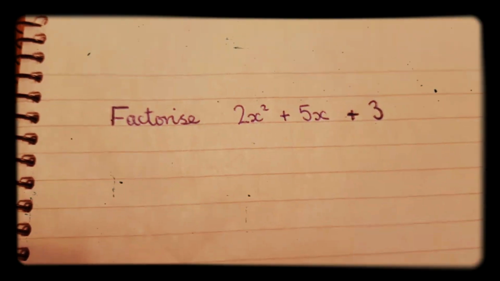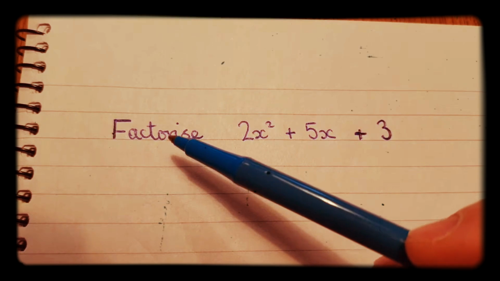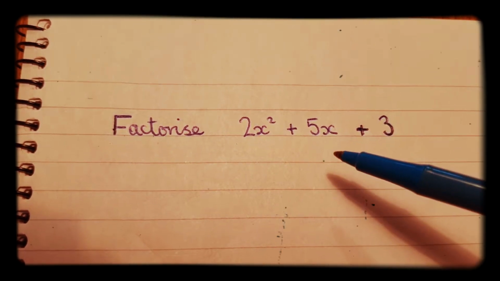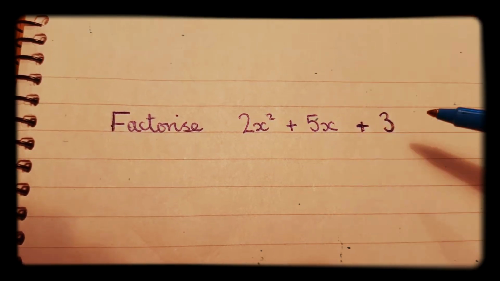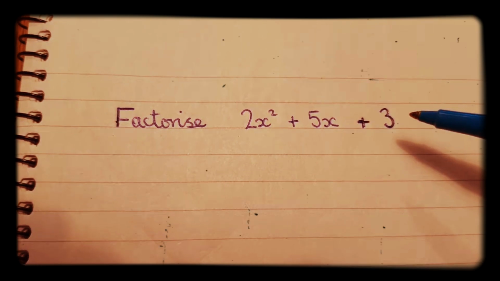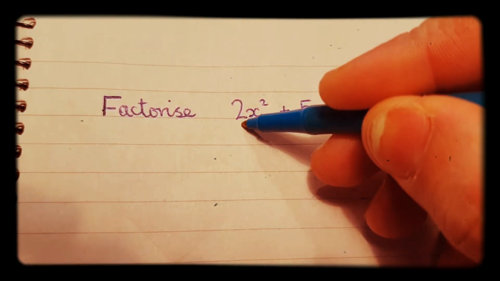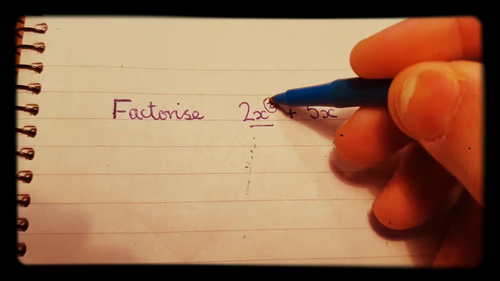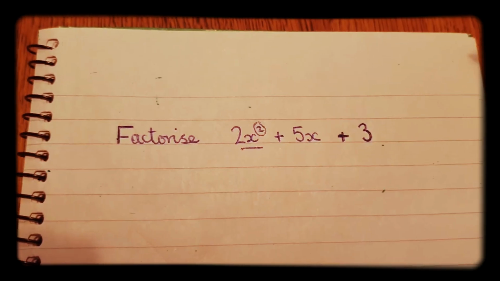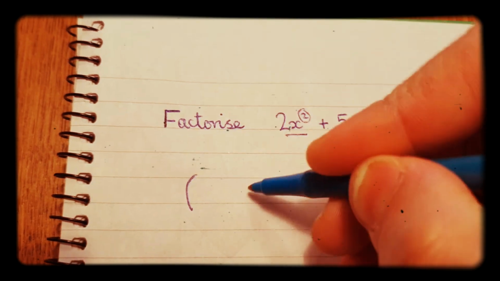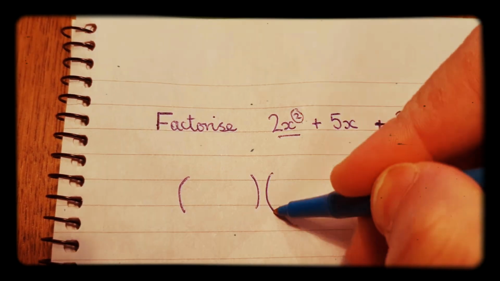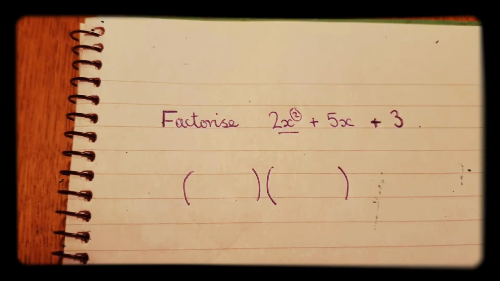Okay, so we have a question here today, and it's factorise 2x squared plus 5x plus 3. The way to factorise this, because it's a quadratic, means that there's an x with a squared symbol attached to it. Because it's a quadratic, we're going to need two sets of brackets when we factorise it.